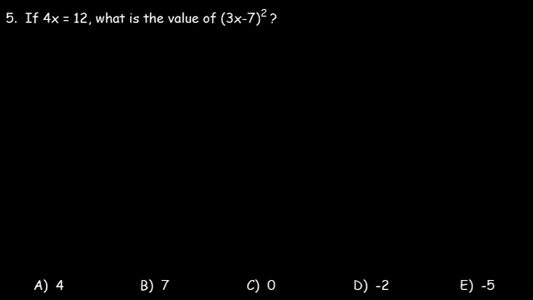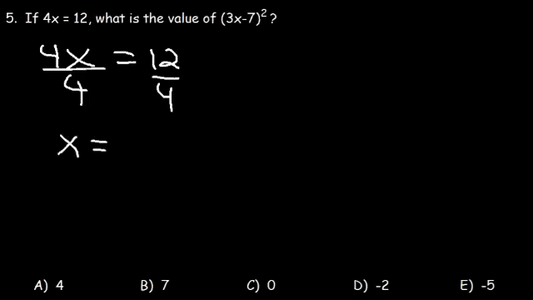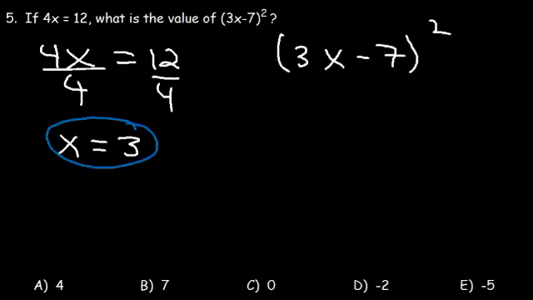Number 5. If 4x is equal to 12, what is the value of 3x minus 7 squared? So let's solve for x. So if 4x is equal to 12, we could find the value of x by dividing both sides by 4. So therefore, x is equal to 3. So now, in order to find the value of 3x minus 7 squared, we need to take the value of x and insert it into this expression.